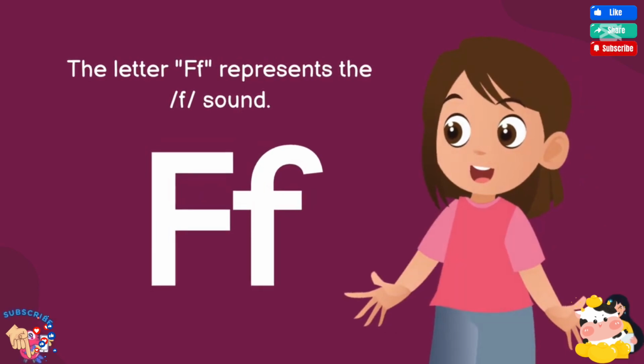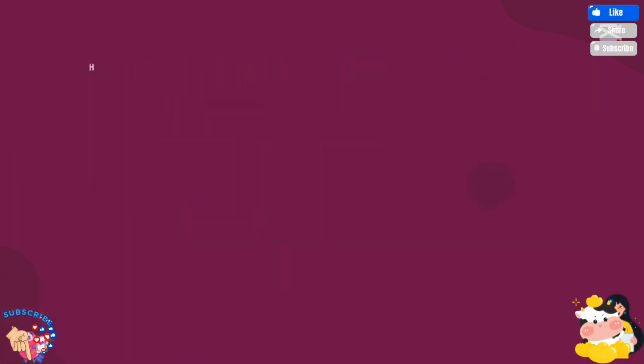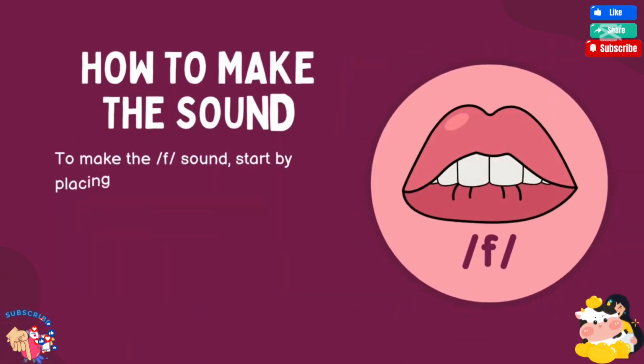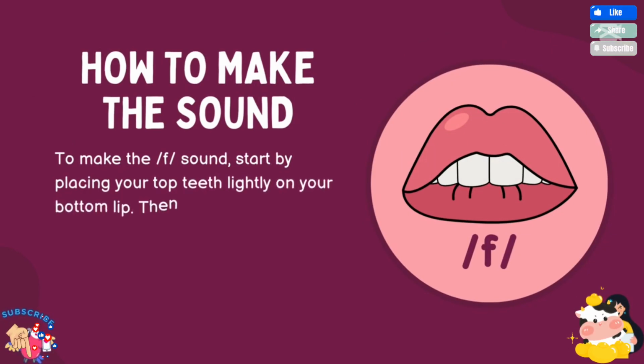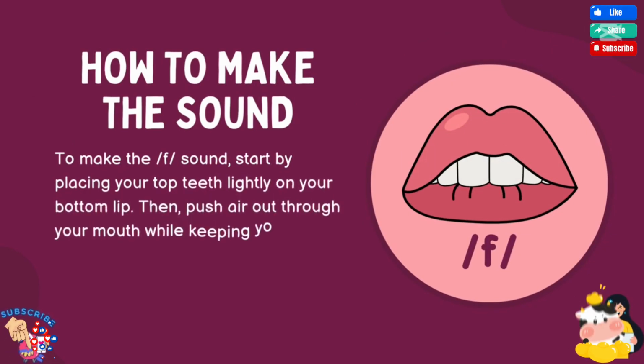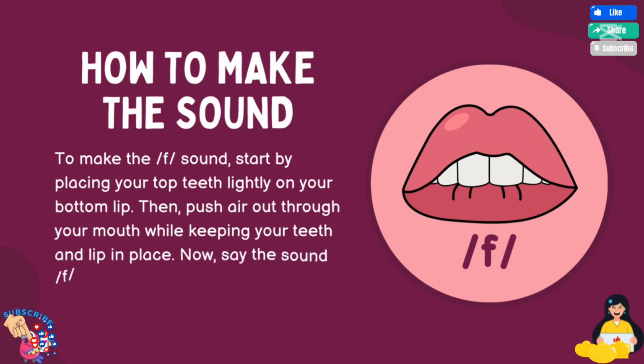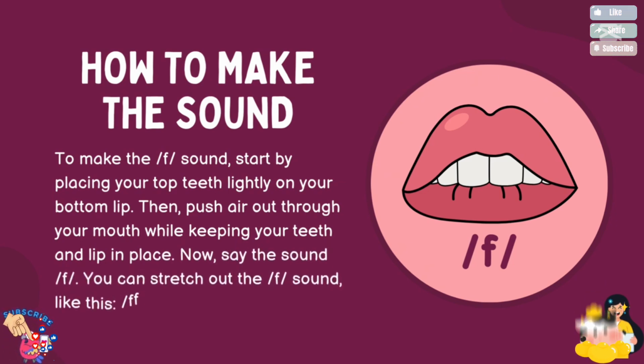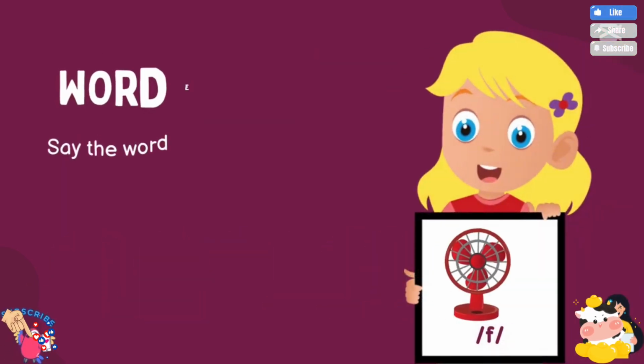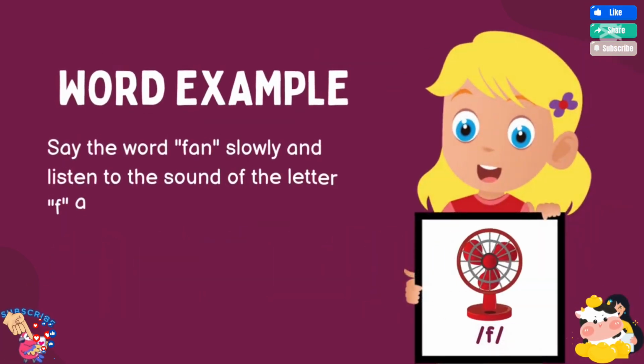The letter FF represents the F sound. How to make the sound. To make the F sound, start by placing your top teeth lightly on your bottom lip. Then, push air out through your mouth while keeping your teeth and lip in place. Now, say the sound F. You can stretch out the F sound, like this, FFFFF.